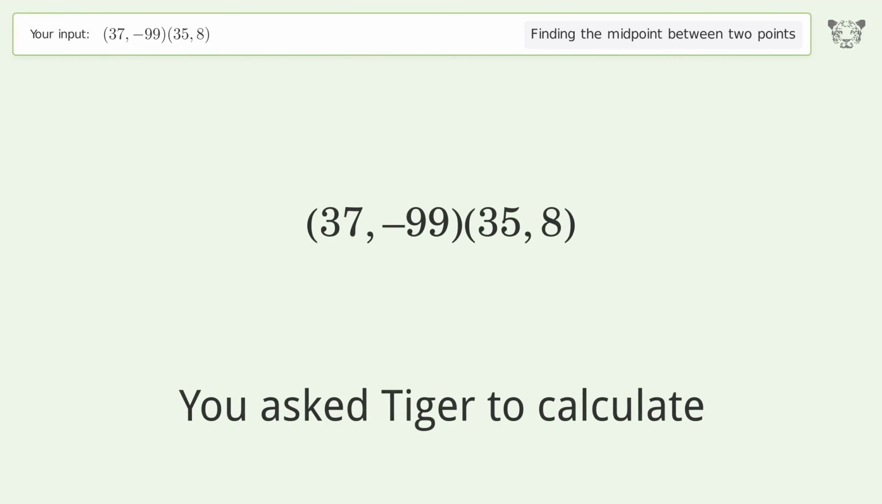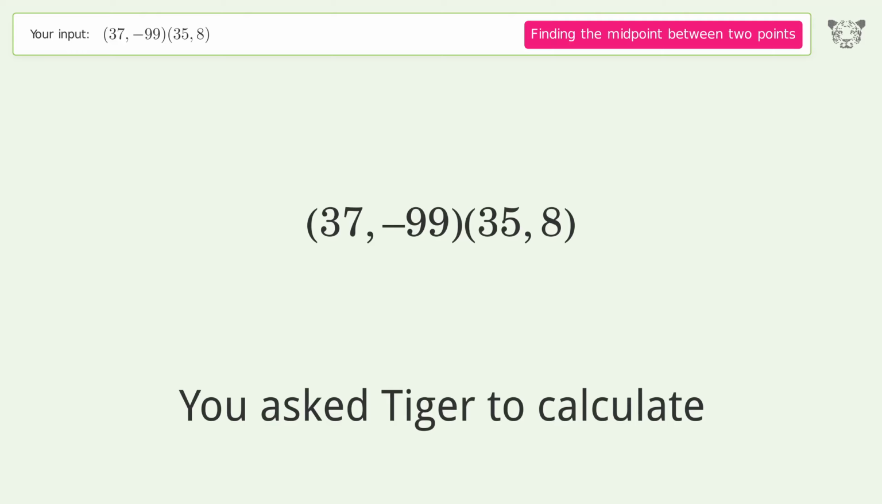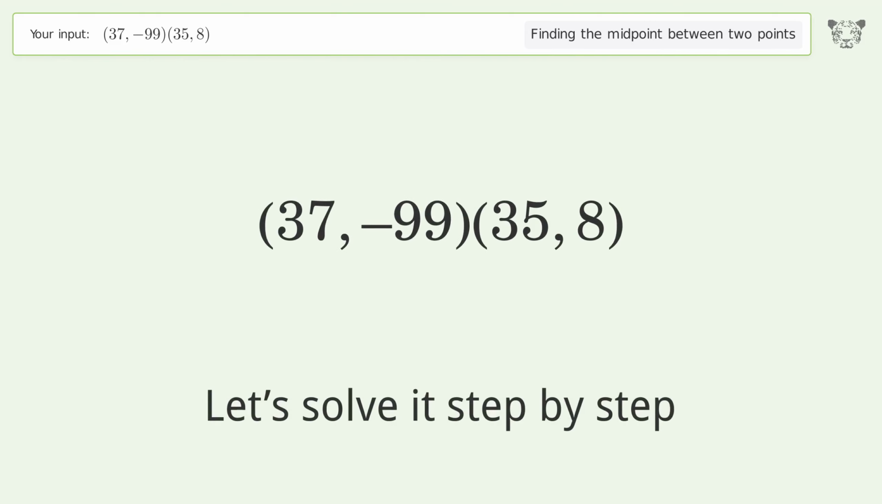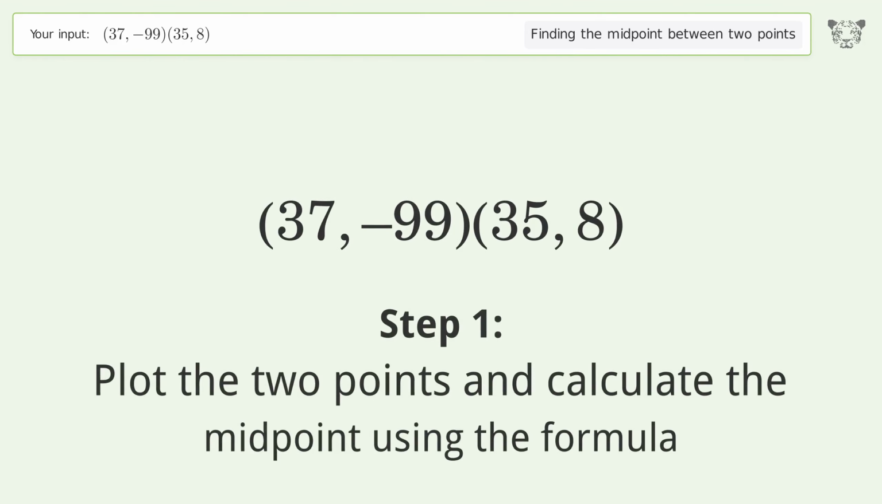You ask Tiger to calculate. This deals with finding the midpoint between 2 points. The midpoint between the 2 points is 36, negative 45.5. Let's solve it step by step. Plot the 2 points and calculate the midpoint using the formula.